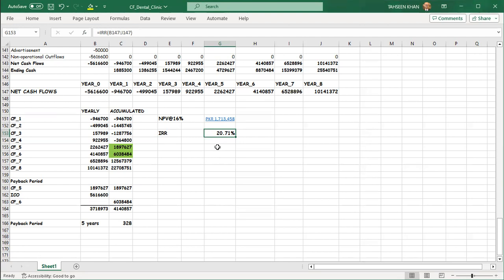Now it depends on you, whether you feel viable with this return or not. If you have any other business option, you can go for the similar calculation and use this template for any type of business of your choice.